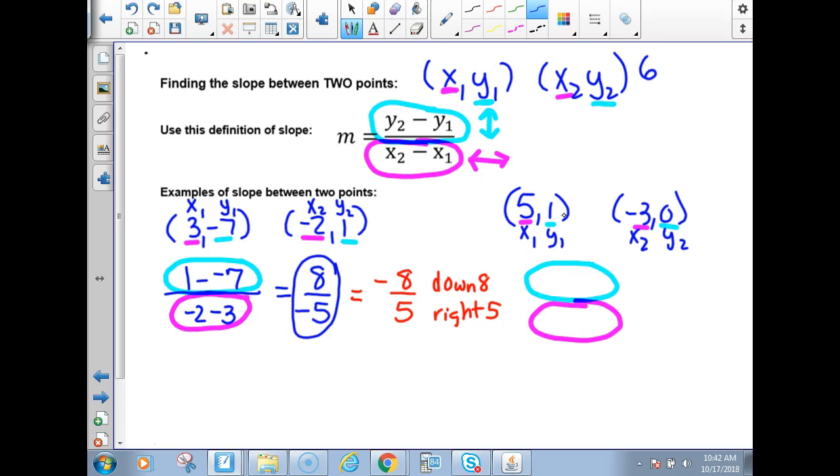You can do 0 minus 1, or you can do 1 minus 0. But if you do 1 minus 0, then you have to start with that same point the second time. So it is okay, but you got to be consistent about which point you start with. So I'm going to stick with the formula and do 0 minus 1. -3 minus 5.